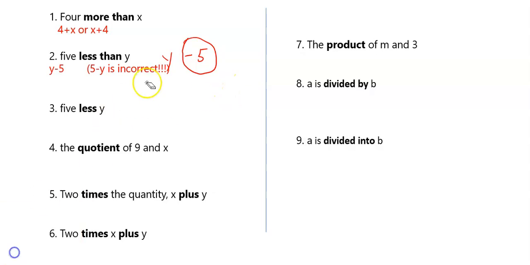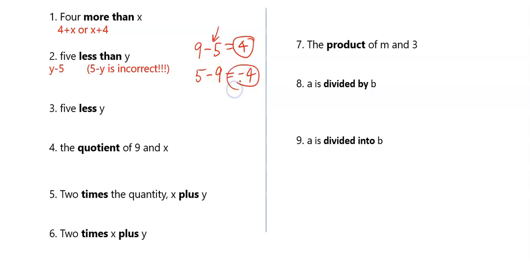In this case, we cannot switch y and 5. Let's say if I have $9 and you have $5 less, we know you have $4 because we deduct 5 from 9. But if you switch 5 and 9, can I do 5 minus 9? No, because you're going to get negative 5, which is not correct because you do have $4. If I have 9, then you have 4, you have $5 less. It doesn't make sense to say you owe $4. You actually have $4 in your wallet.